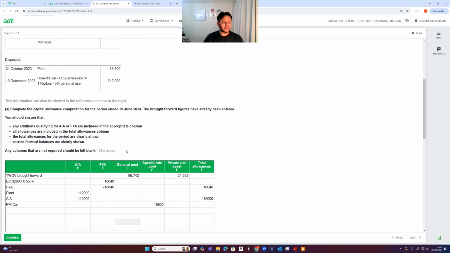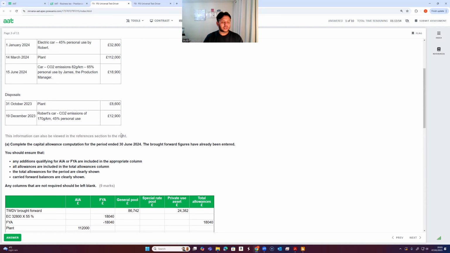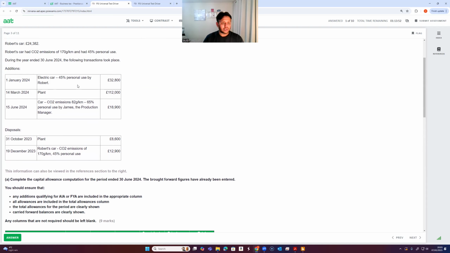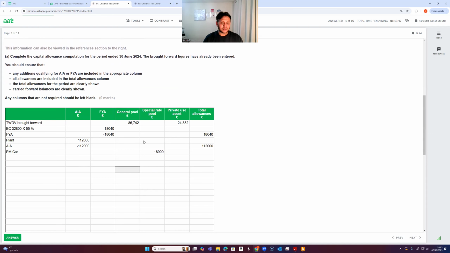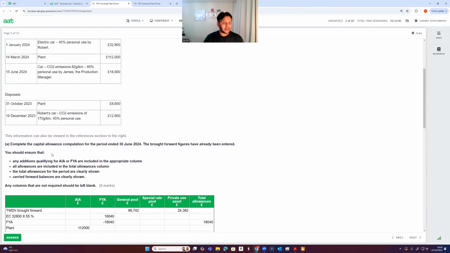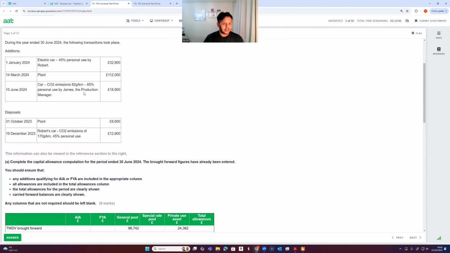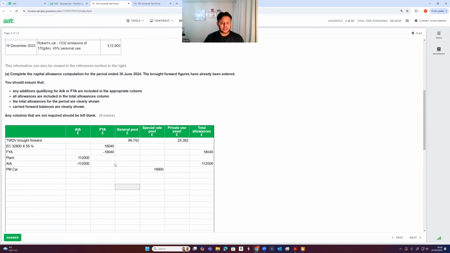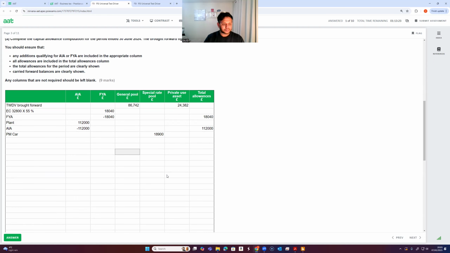So we have here 18,900. So this one, the production manager is the employee. Remember that we had before the robot is the owner, so it will come to the private use asset for the robot. But for the PM car, for the production manager, you can see here it is also 65% used by the GEMS, so by the production manager. But obviously it is more than 50 grams. It will go to the special rate, not for the private use. But if it is a robot, it will go to the private use asset. So 18,900. So we have this one.